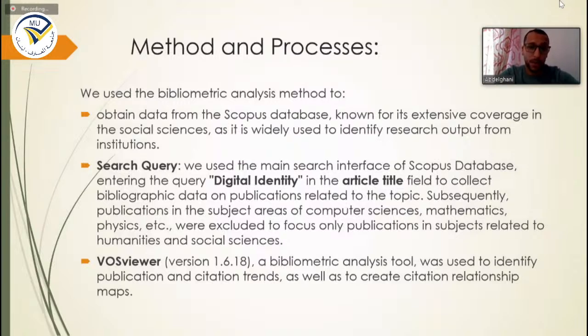Publications in the subject areas of computer sciences, mathematics, physics, so scientific or technical fields, were excluded to focus only on publications in subjects related to humanities and social sciences. We used the software VOSviewer tool to analyze bibliometric data to identify publication and citation trends, as well as to create citation relation maps.